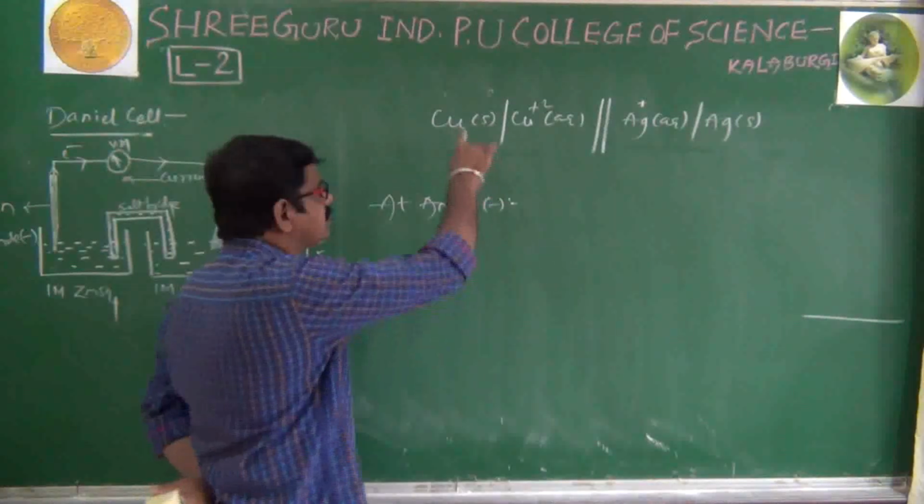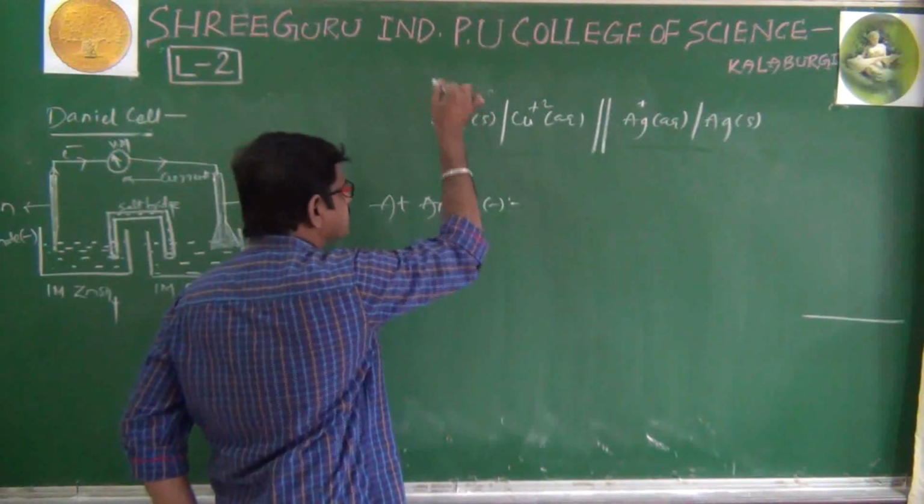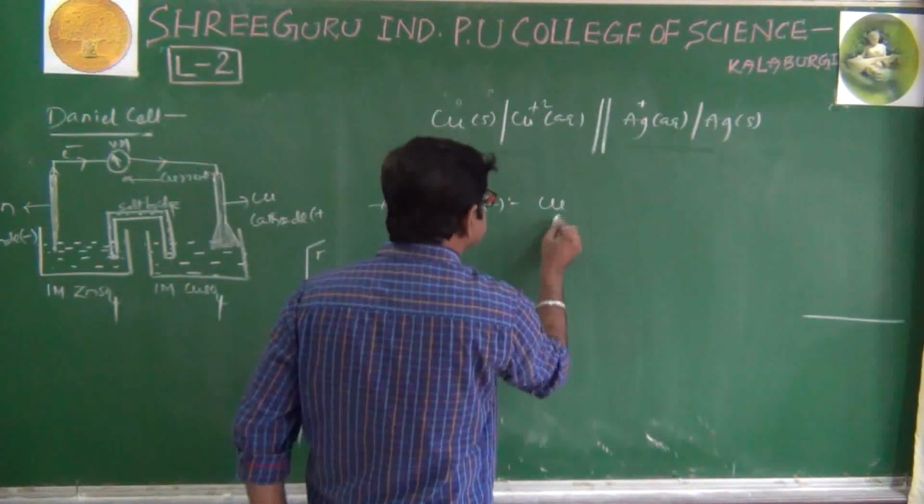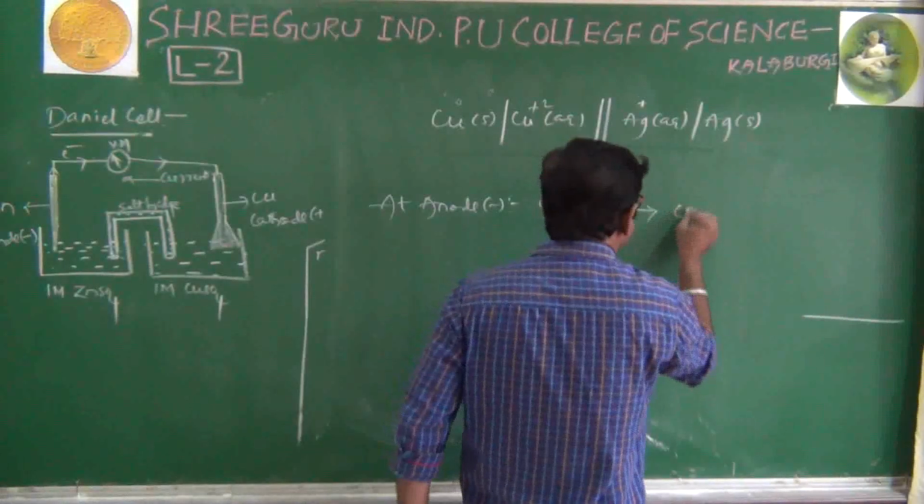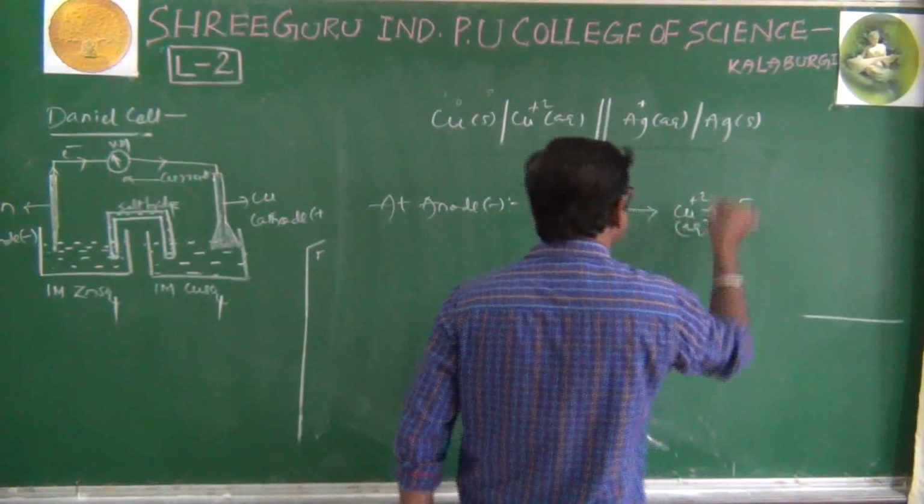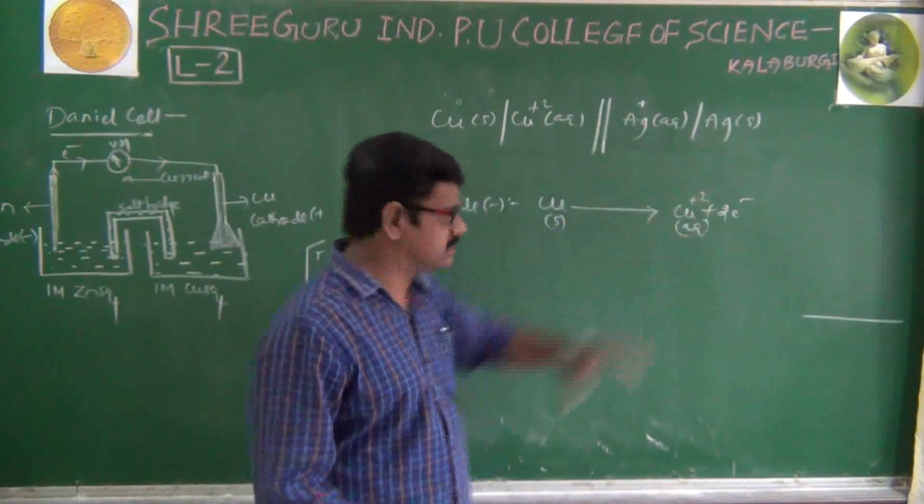How are we knowing that copper has converted to Cu plus 2? Because right now it is in the elemental state, 0, and has converted to the plus 2 state. That's why Cu, by losing 2 electrons, converted to Cu plus 2. This is the oxidation reaction. Now we will write a reduction reaction here.